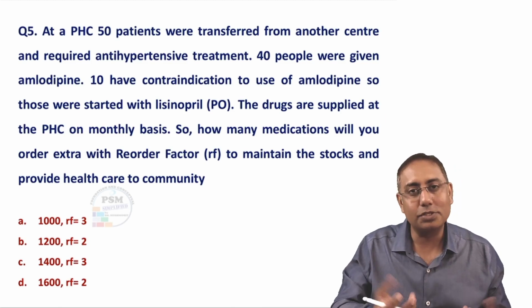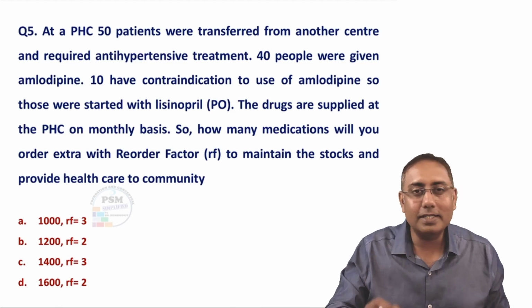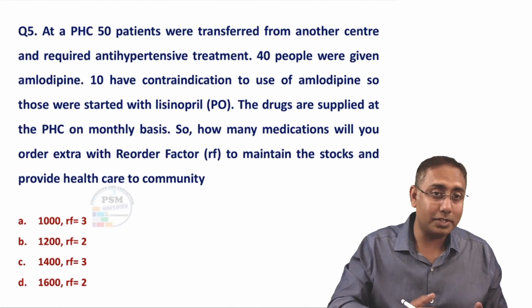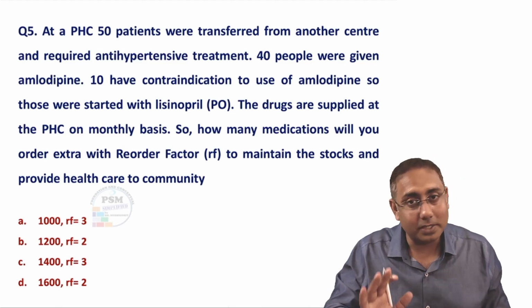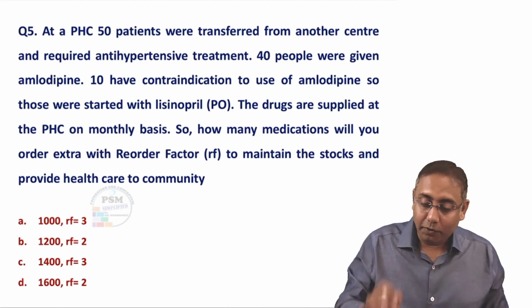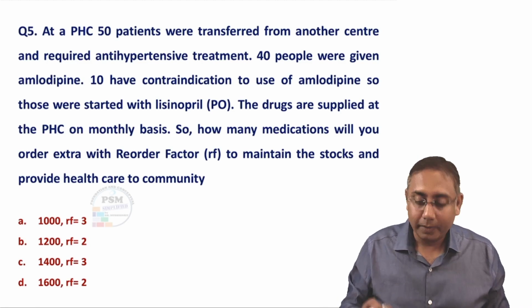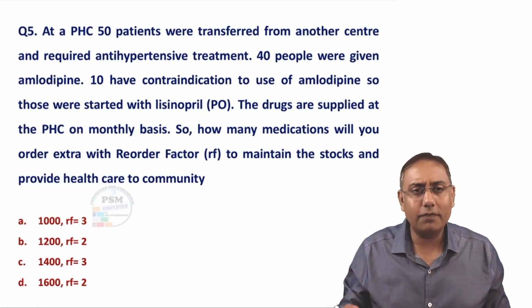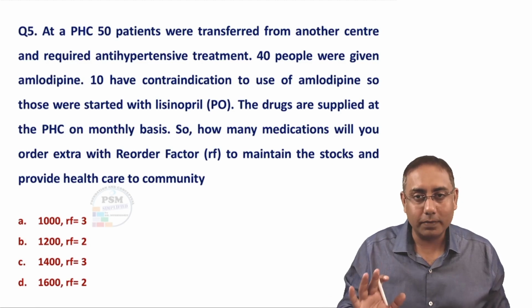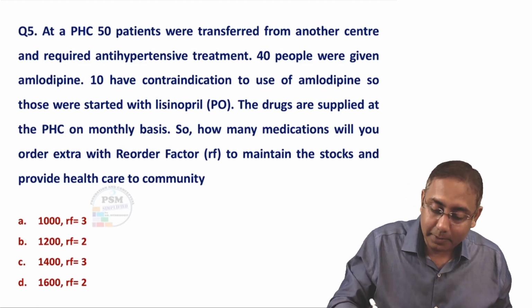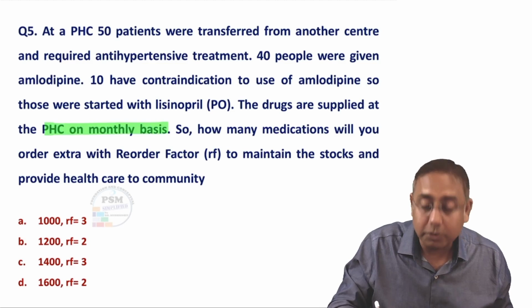Somewhere in the sessions also we have discussed this. At a PHC, 50 patients were transferred from another center and required antihypertensive treatment. 40 people were given amlodipine. 10 have contraindication to use of amlodipine, therefore lisinopril was given. The drugs are supplied on monthly basis. That is an important information you should be looking at.